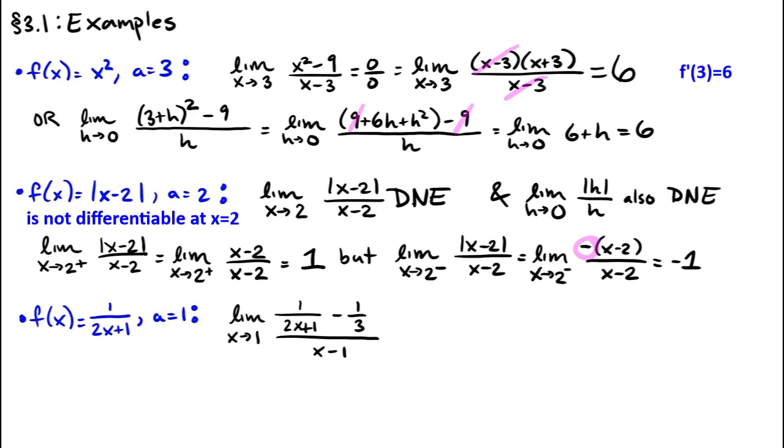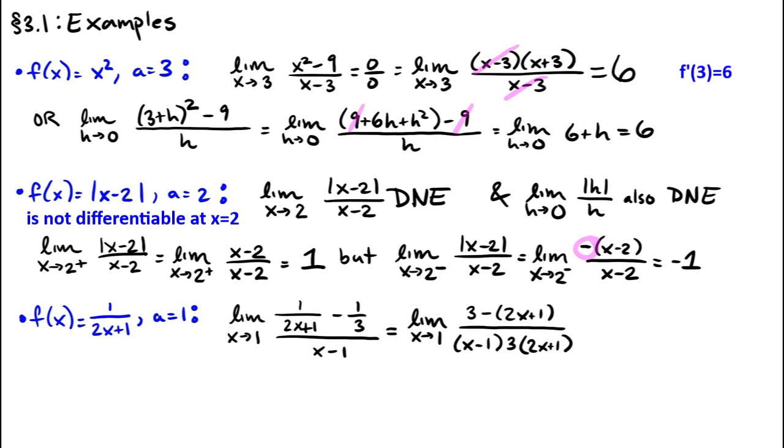When we calculate the derivative in the first way, we get that function, 1 over 2x plus 1, minus f of 1, so minus 1/3, all in the numerator, and then we still have a denominator of x minus 1. When we try to evaluate this, our first step is going to be to combine those fractions in the numerator and use algebra to make this one big fraction.